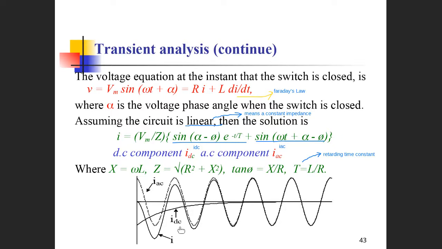So in the drawing, the I DC is represented by a solid line, and the I AC is represented by the dashed line, the sine waveform. The total current I is the sine curve superposed on a DC component. So you look at the starting points. If it is stabilized, look at here, this part is the stabilized current.